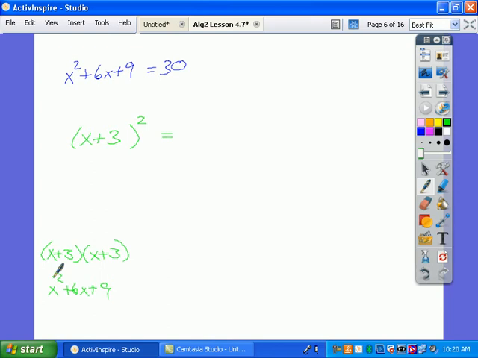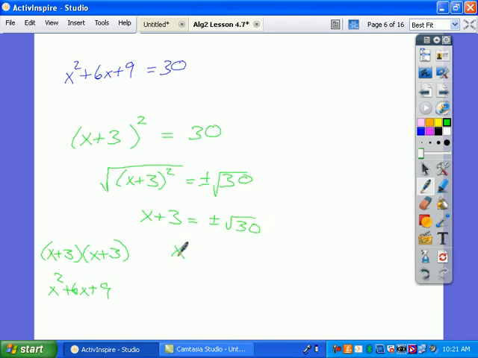So I've rewritten the left-hand side, x squared plus 6x plus 9, as x plus 3 quantity squared. The 30 stays over on the right-hand side. And now again, I'm ready to use the square roots technique as we've been doing previously. I'll take the square root on both sides. Remember to consider the positive and negative case. And that gives us x plus 3 equals plus or minus the square root of 30.